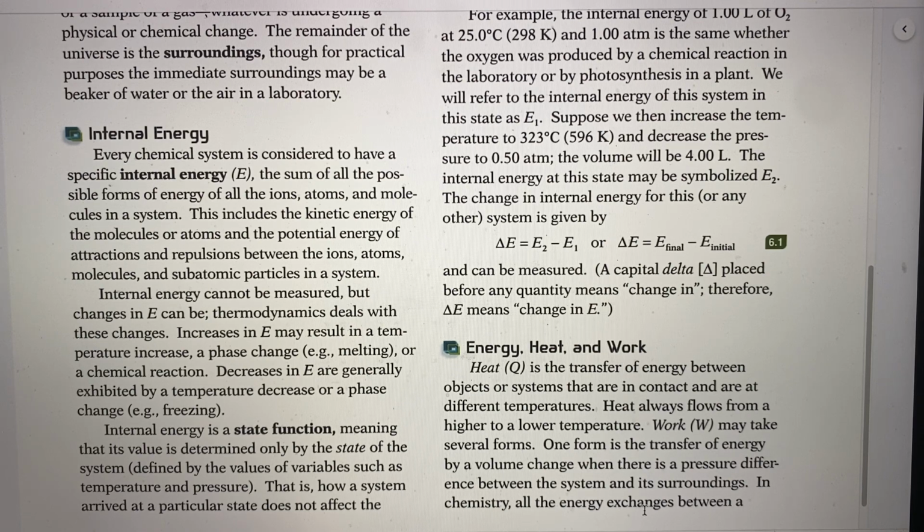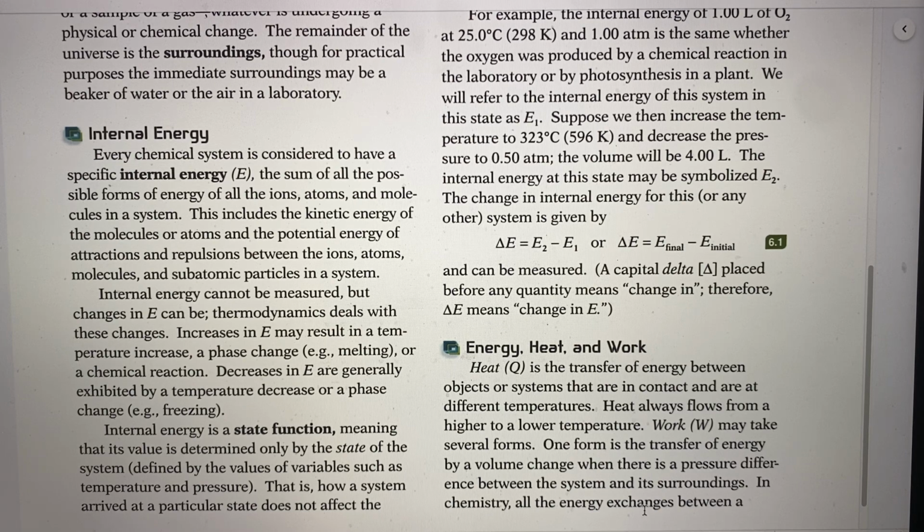So let me point this out. You have here the symbol E, and that's important. Of course, the internal energy can have kinetic energy and potential energy, and these are due to the attractions and the repulsions between ions, atoms, molecules, and all these subatomic parts in a system. Internal energy cannot be measured in itself, but the changes can. We can take the changes in thermodynamics, like a rise in temperature, meaning there's more energy. If the temperature rises, we have more energy. If the temperature falls, then we have less energy, right?